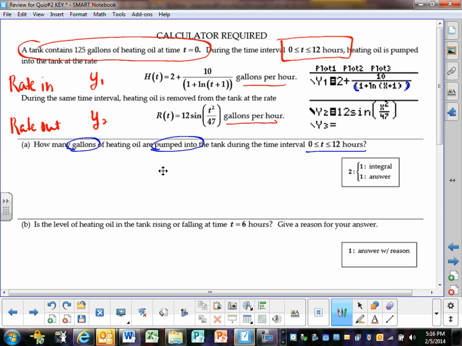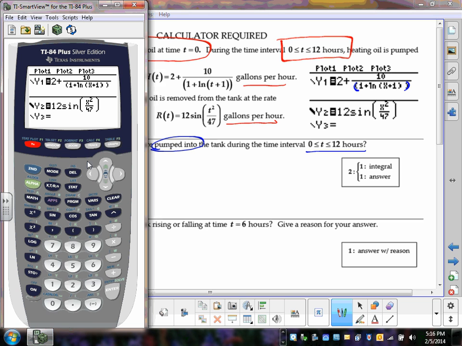Please do not copy down everything that h of t is defined as. Please use as little time as possible for this part. So the rate in is h of t. You do not have to copy the function. Just write the integral from 0 to 12, h of t dt. You are then going to use your calculator to get the answer for that.